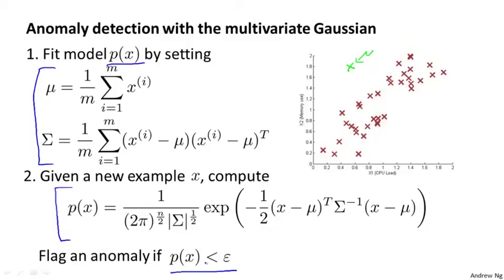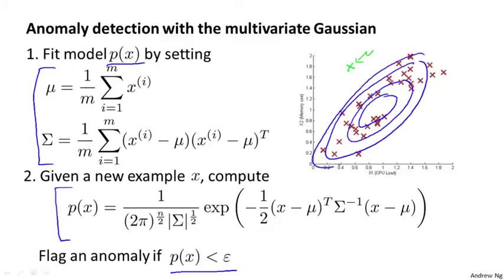So it turns out if we were to fit a multivariate Gaussian distribution to this data set, to just the red crosses, right, not the green example, you end up with a Gaussian distribution that places lots of probability in the central region, slightly less probability here, slightly less probability here, slightly less probability here, and very low probability at the point that's way out here. And so if you apply the multivariate Gaussian distribution to this example, it will actually correctly flag that example as an anomaly.